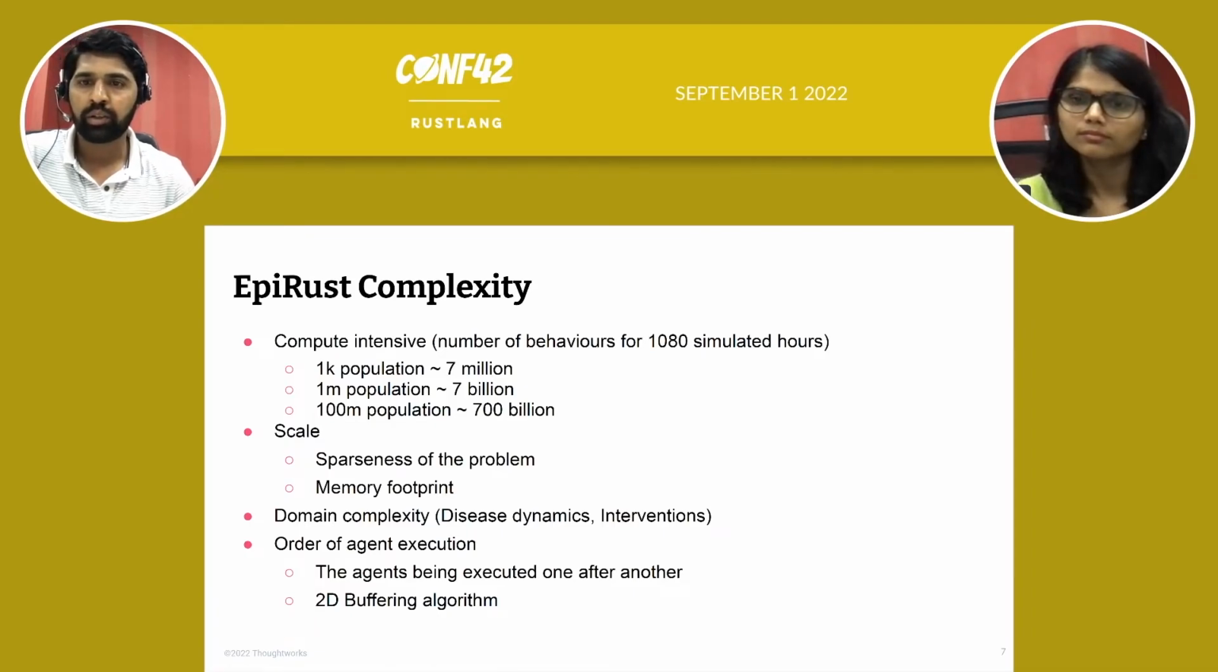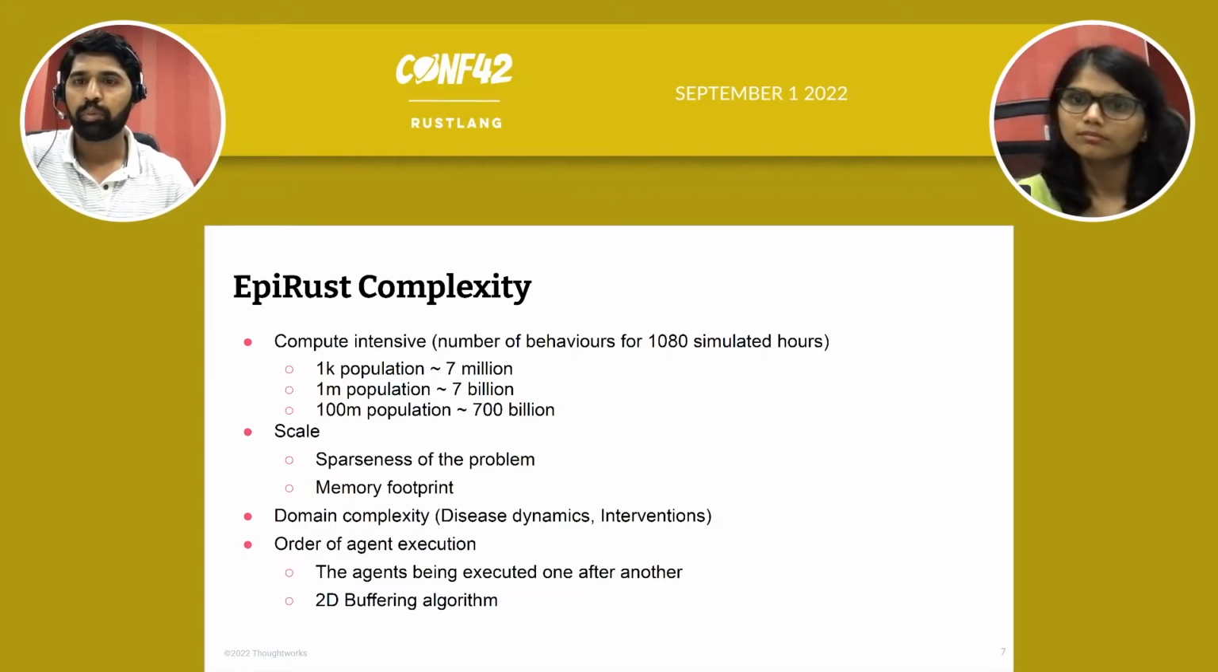Having said that, let's briefly understand the technical complexities in the context of EpiRust. EpiRust is compute intensive. If we talk about a simulation which runs for 45 days, the outer loop which we saw for time runs for 1080 ticks, because each tick is 1 hour, 45 into 24, which comes to 1080 ticks. If we start with a population of 1,000 individuals, even for such a small population, there would be 7 million behaviors which need to be executed in the context of these 45 days.